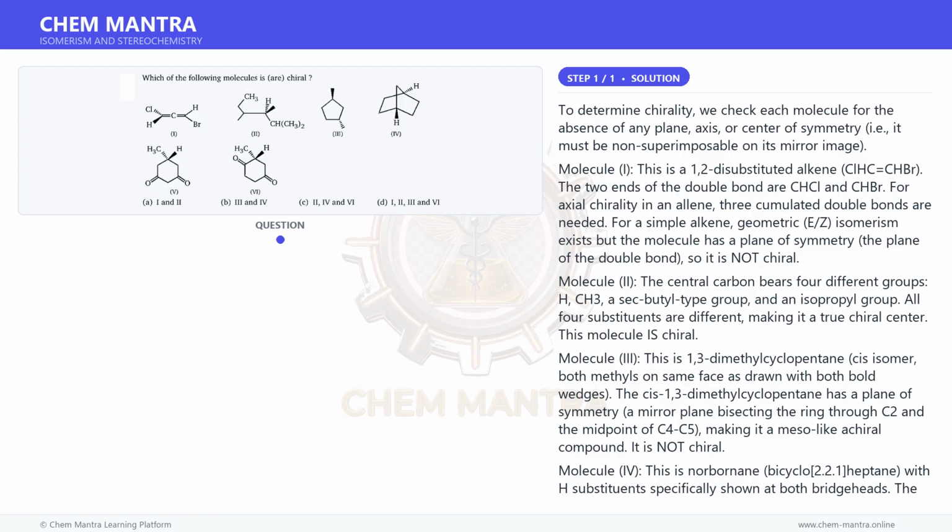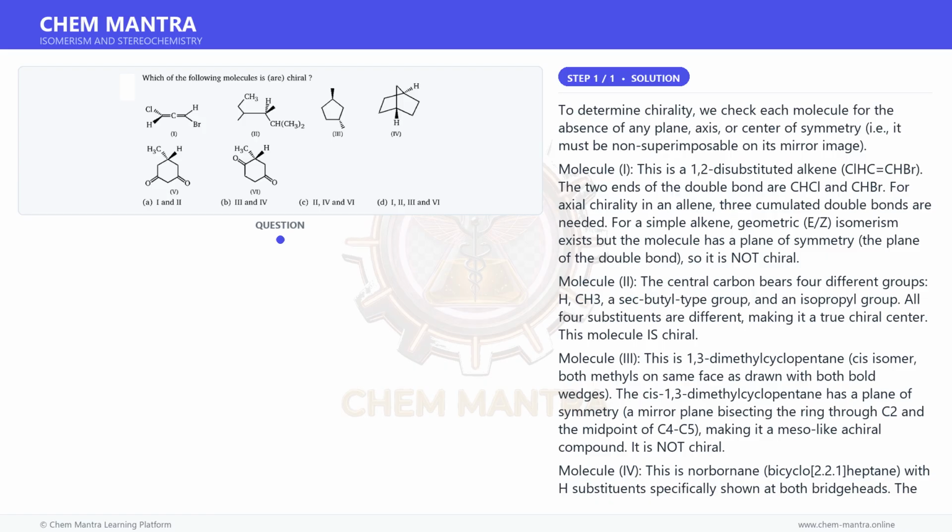Molecule 2. The central carbon bears 4 different groups: H, CH3, a sec-butyl type group, and an isopropyl group. All 4 substituents are different, making it a true chiral center. This molecule 2 is chiral.